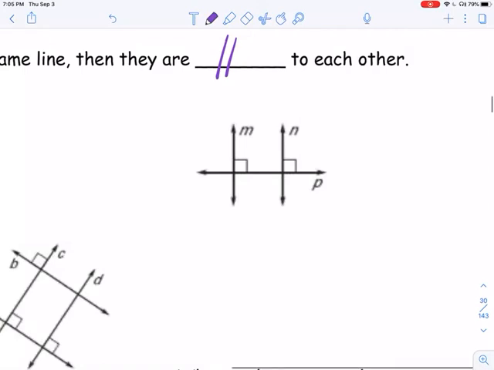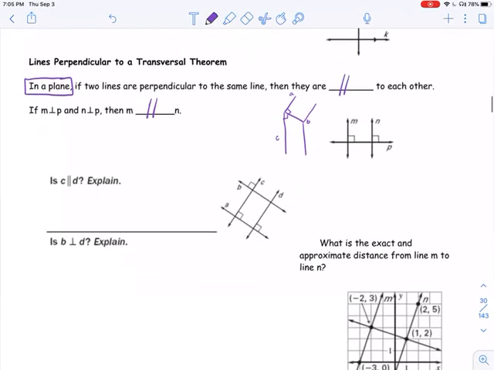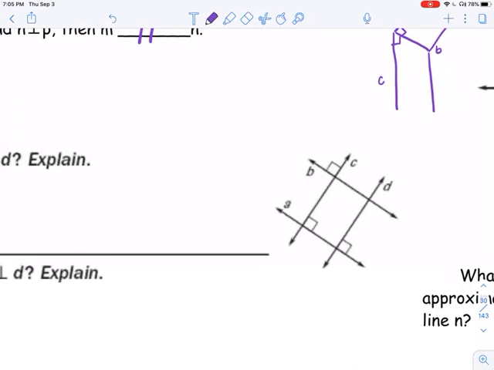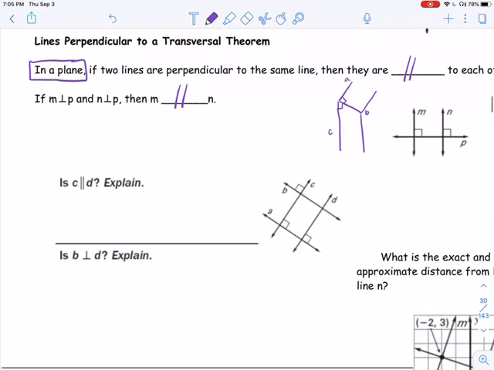You could also have, we discussed this, I think at the beginning of this unit, if you have a box and let's say everything here is right angles, then if this is A, B, and C, technically B is perpendicular to both A and C, but A and C are not parallel to each other. Okay? Is C parallel to D? In this case, yes, because they all lie in the same plane and they are both perpendicular to line A.